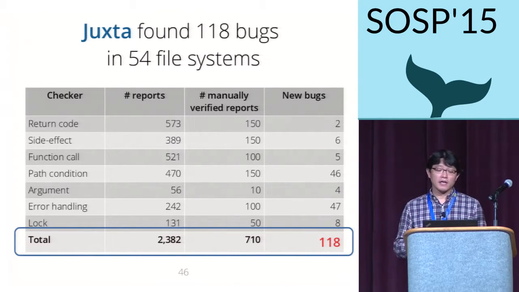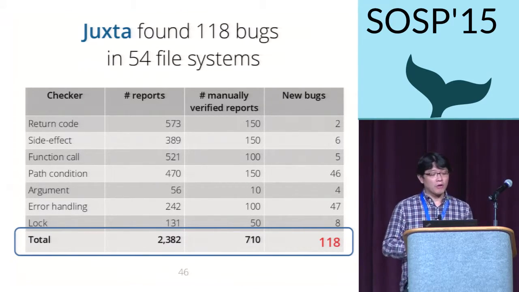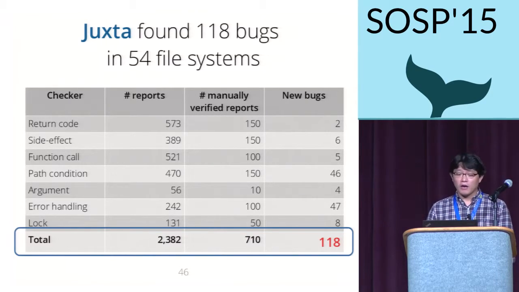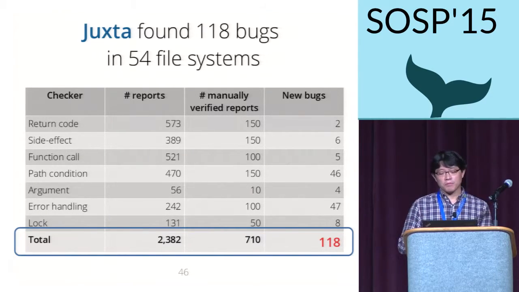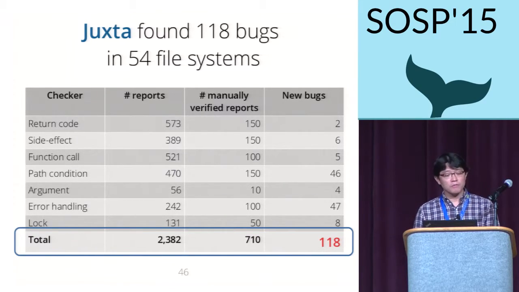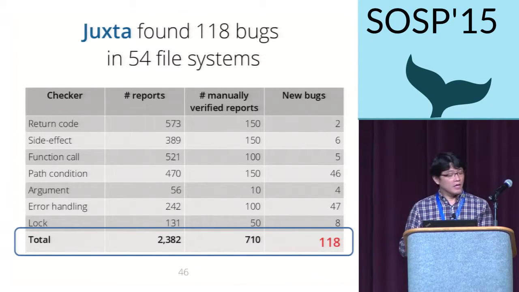We applied Juxta to 54 Linux file systems, which are composed of 680,000 lines of code. Our 7 checkers generated 2,382 bug reports. Among these bug reports, we manually verified the highly ranked 710 bug reports. Finally, we found 118 new bugs. This result shows that Juxta is very effective at finding new semantic bugs.